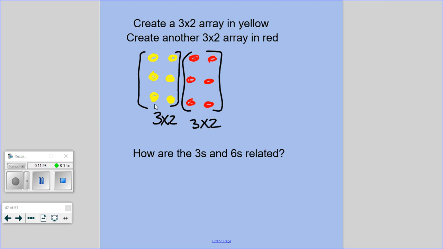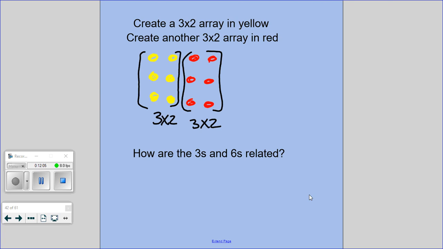Alright, we've kind of already talked about this, but how are we seeing that our 3s are related to our 6s? How are 3s and 6s related? Billy? So they are, what's that word we did with 2s and 4s? Nope. Cade? They're doubles. If you double your 3s, you're going to get your 6s.